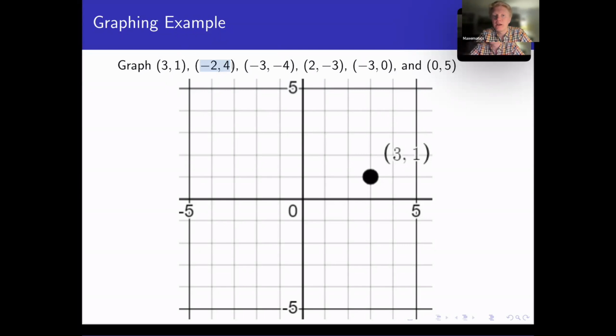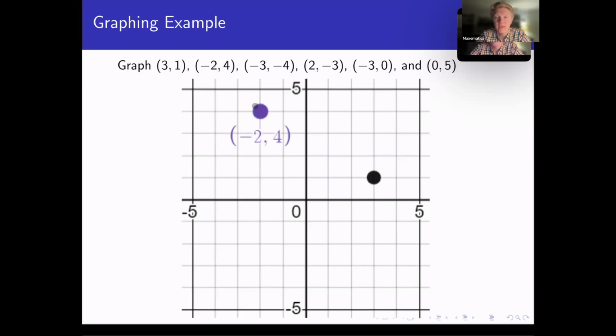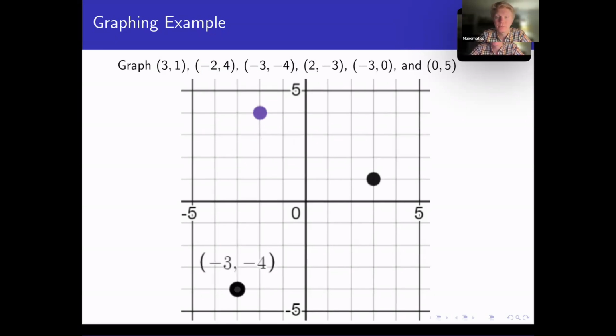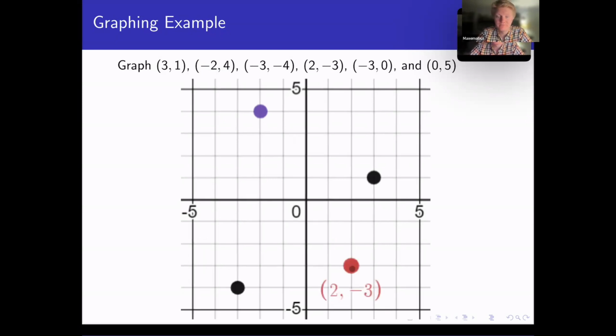Well, negative 2, 4, if this is positive 3, then negative 2 would be 2 units in the opposite direction. So negative 2, 4 would be 1, 2 units to the left, but still 4 units up. 1, 2, 3, 4. Negative 3, negative 4 says we're going to go 3 units to the left, 1, 2, 3, and also 4 units down, 1, 2, 3, 4. Okay. 2, negative 3 says we're going to move 2 units in the positive x direction, 1, 2, but then we're going to move 3 units down, 1, 2, 3.